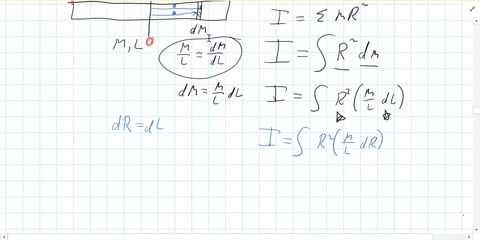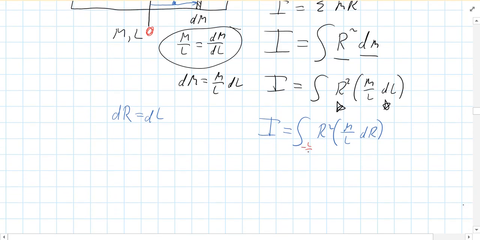So those are my limits. You go from negative L over 2 to positive L over 2. If you don't have the right limits in there, you will get a nonsense answer. So you really have to think critically about that. All right, so what do we get?